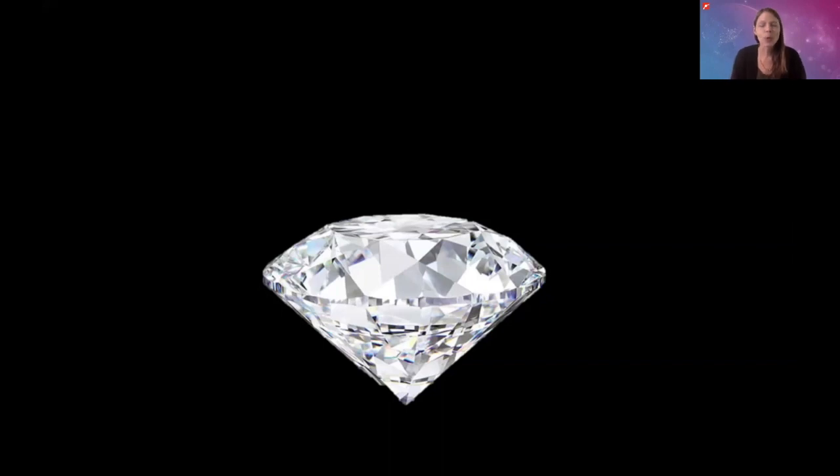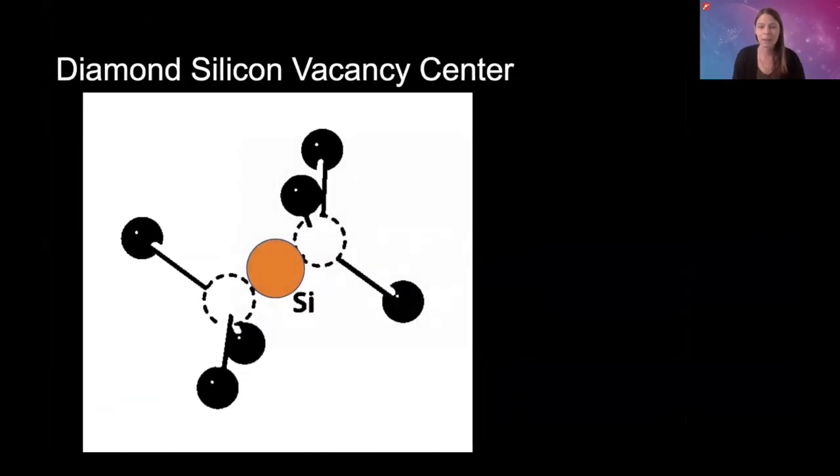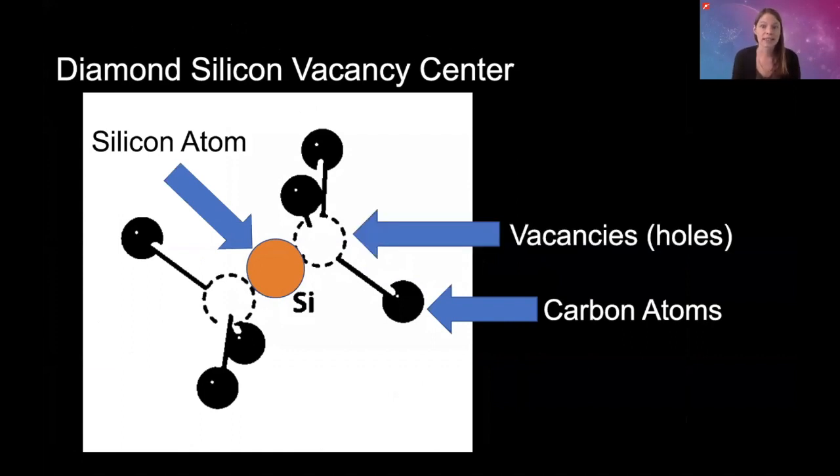And to see these, we need to zoom in way down, all the way into the individual atoms that make up the diamond. Now, diamonds are made of carbon atoms. But to make these silicon vacancy centers in the diamond, scientists remove 2 carbon atoms and they replace them with 1 silicon atom. And they do this in a way that leaves 2 holes or vacancies on either side of that silicon atom.